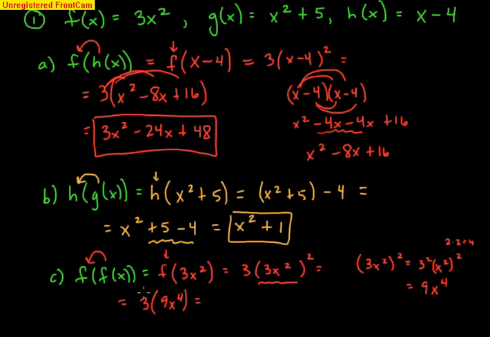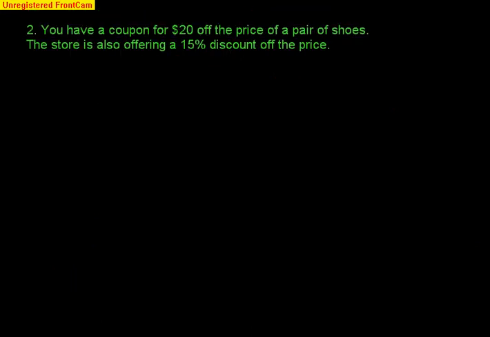And now we just multiply 3 times 9, and 3 times 9 is 27x to the 4th. So there's a situation for your composition of functions. Make sure you use the right functions, and inside out, inside out, inside out. Okay, so here's our problem here.